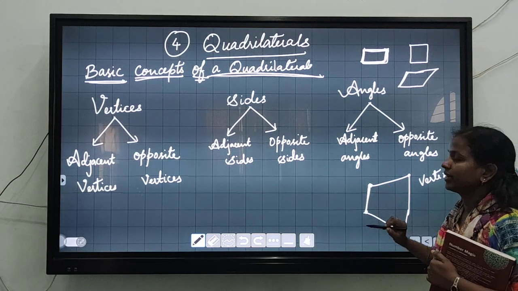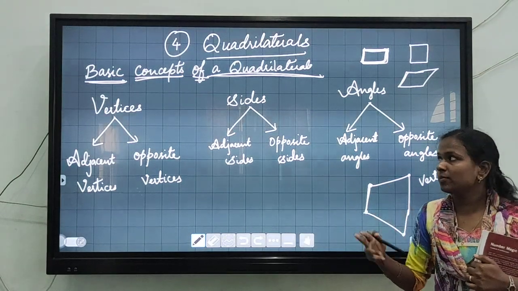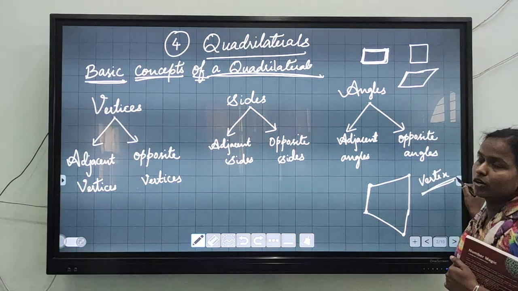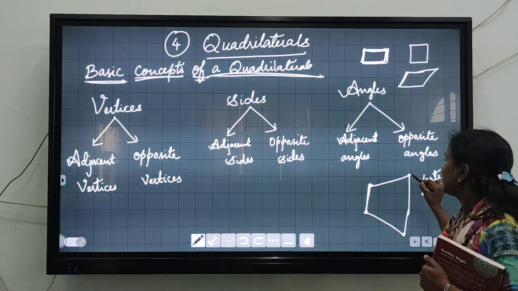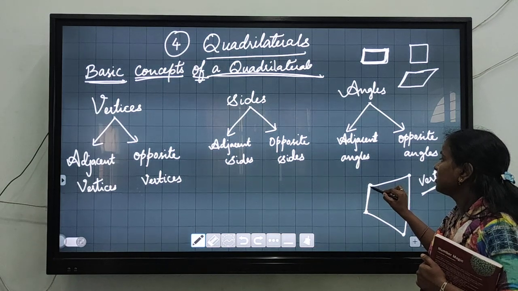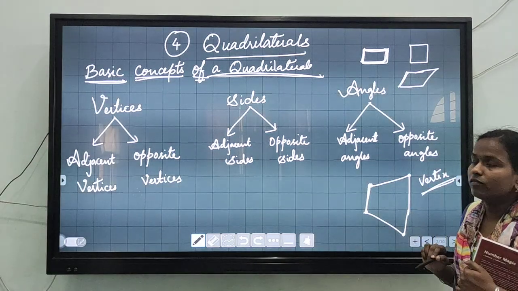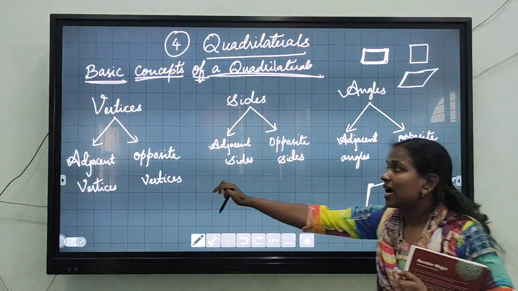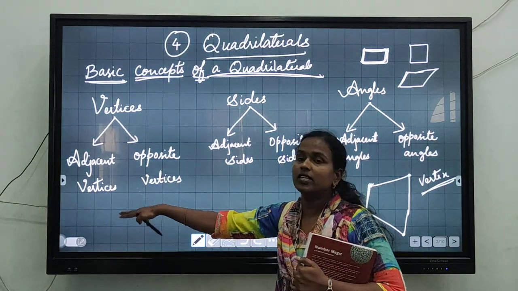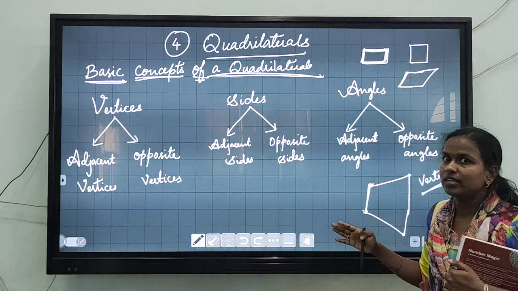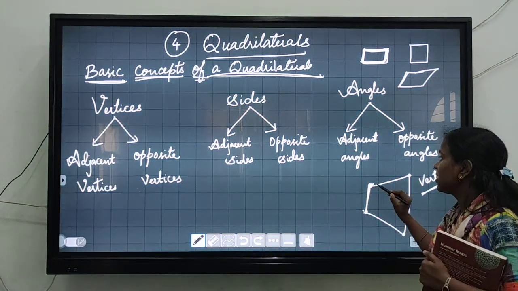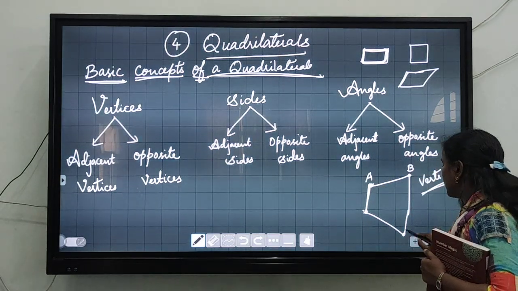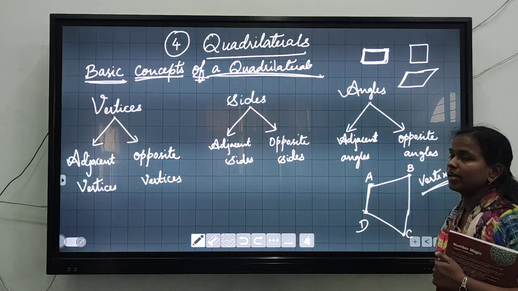Each point is called a vertex. If there are more than 2 points, we say vertices. Vertices is the plural form of vertex. So vertices means the point where 2 lines end at one point. So this is the vertex. These are called vertices. See, adjacent vertices and opposite vertices. Adjacent means closer vertices, next vertices. For example, I am going to name these vertices as A, here B, here C, and here D.